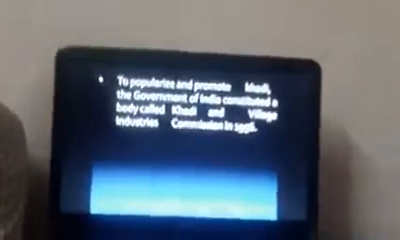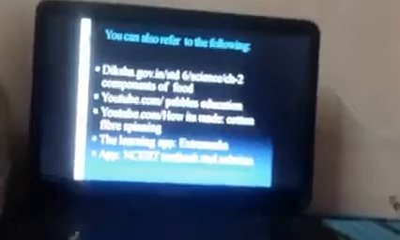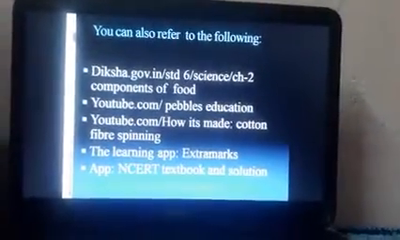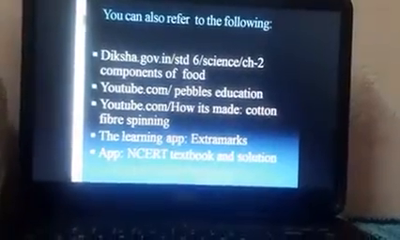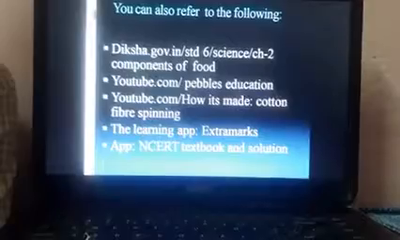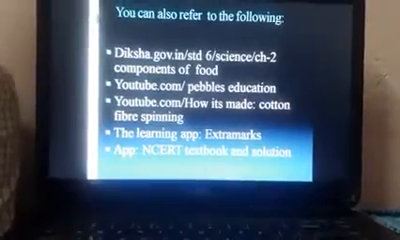So this much we have discussed today about the basics of spinning, how spinning is done, and how it is used for making clothes from yarn.